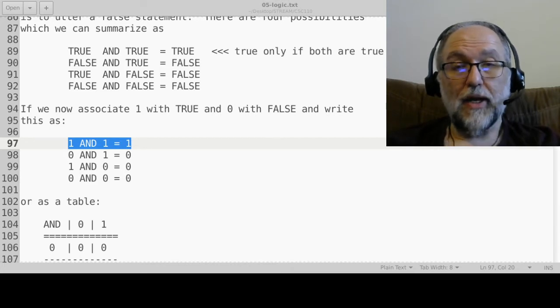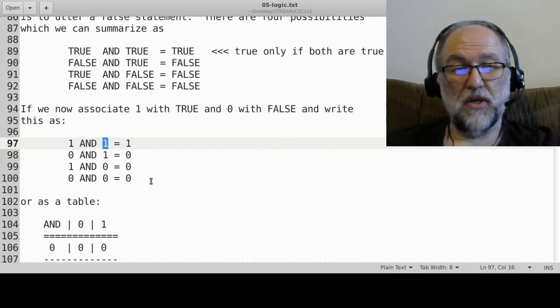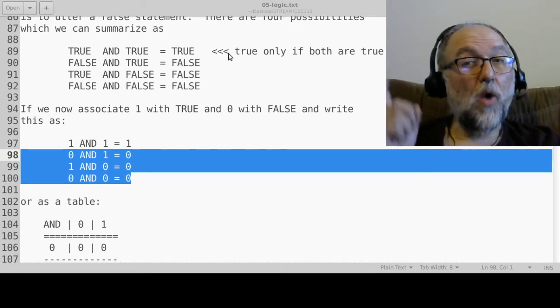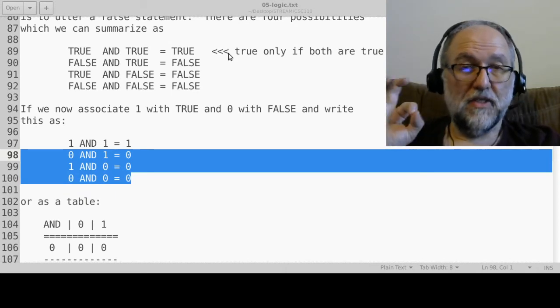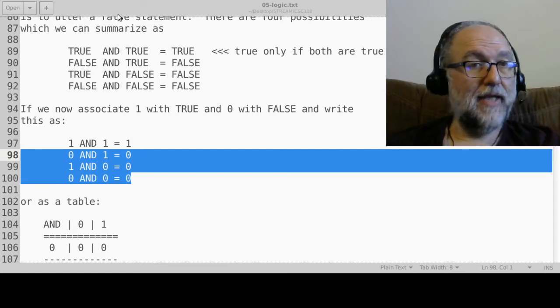Or writing it in binary, 1 and 1 is equal to 1. But if either the first number or the second number or both are 0, you get 0. So 1 and 1 is 1, but 0 and 1 is 0, 1 and 0 is 0, and 0 and 0 is 0. So there you go. You've learned your first logical table.